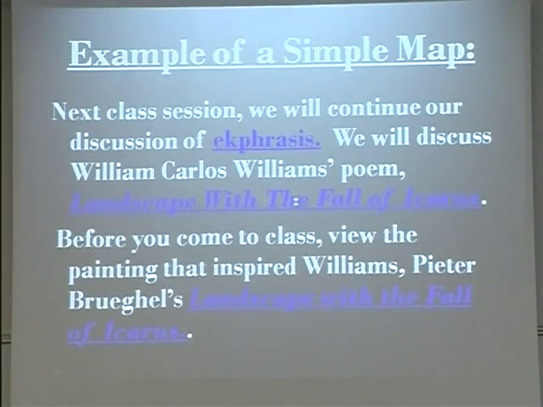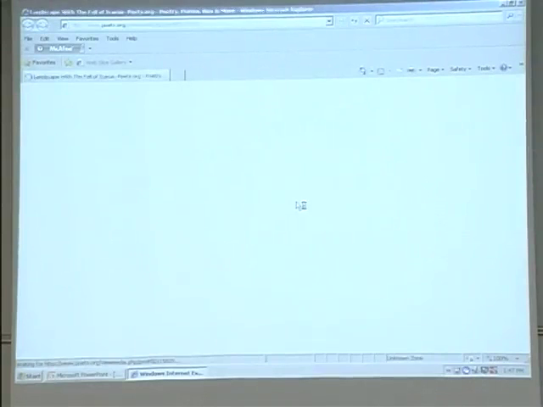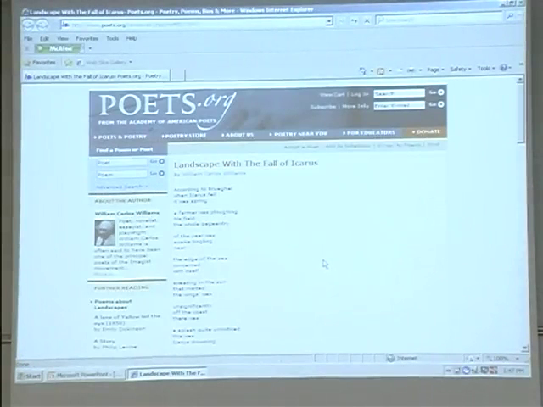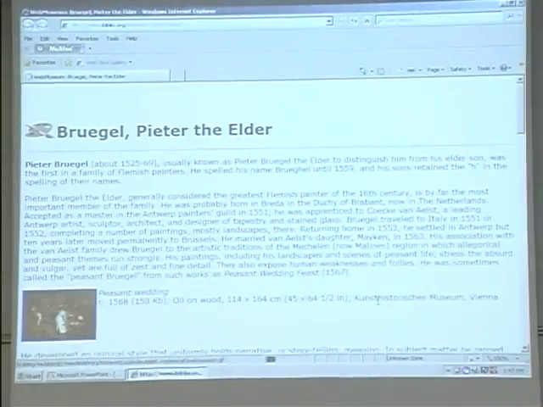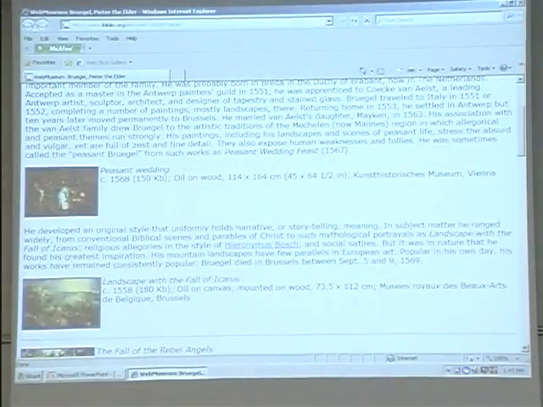So you come up here, and this may or may not be in their book. There's the poem. I always use credible websites. You know, I always want to make sure that I model, quote unquote, good behavior where the internet is concerned. And then, of course, there it is. There is the landscape with the fall of Icarus.